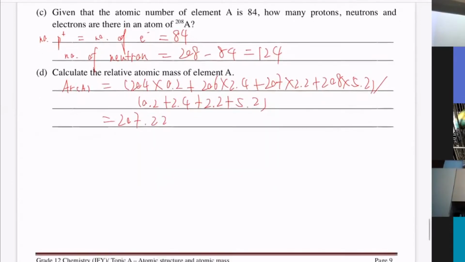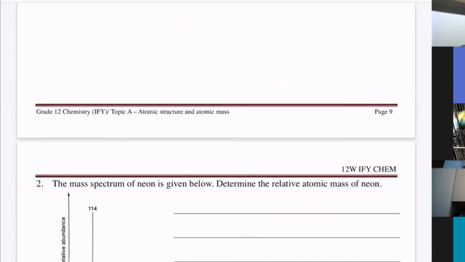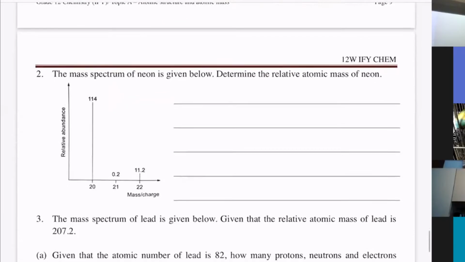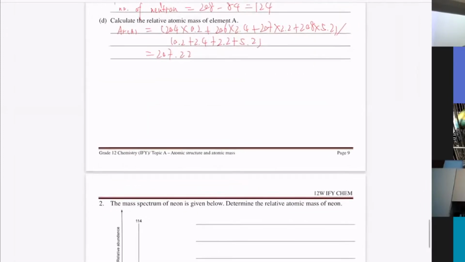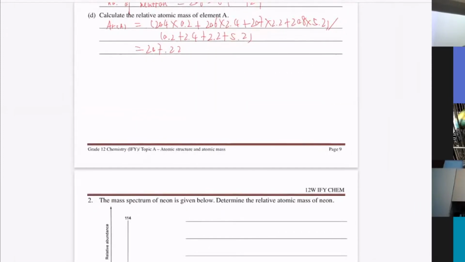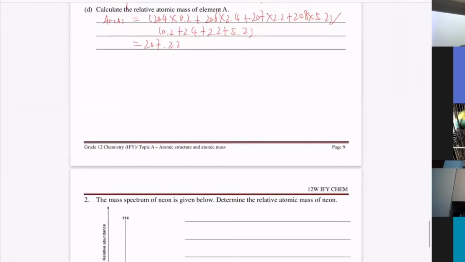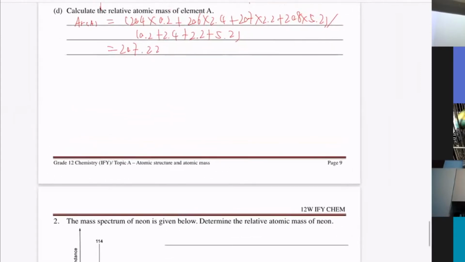Okay, and that's for the first question. Now we move on to the next one. This is a mass spec for neon. Determine the AR of neon. So you could refer to the equation we just had and then set the equation. Rachel, can you let us know when you finish calculating this one?